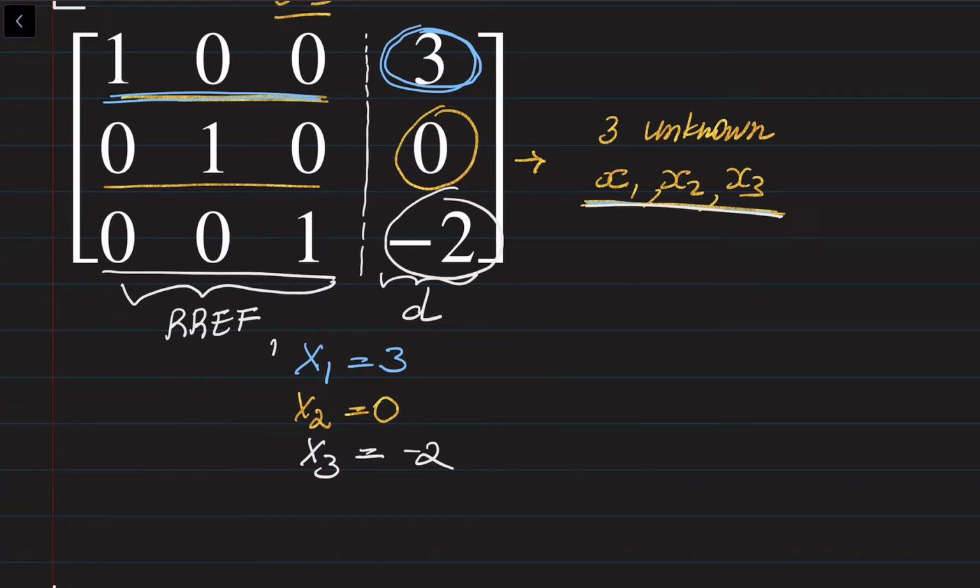So you see, getting the solution for the system with the unique solution is more or less straightforward. This right-hand side part vector D is going to tell you what the solution is immediately.